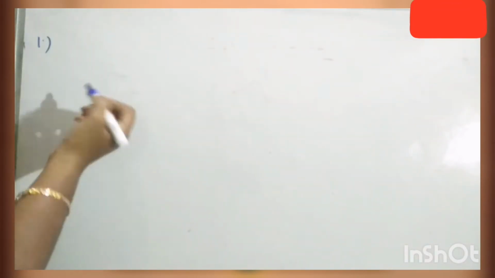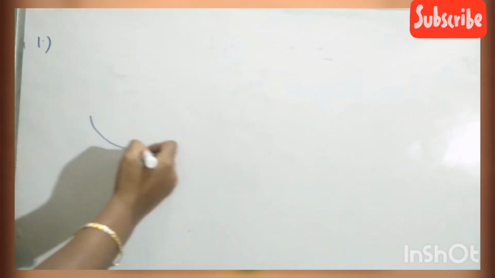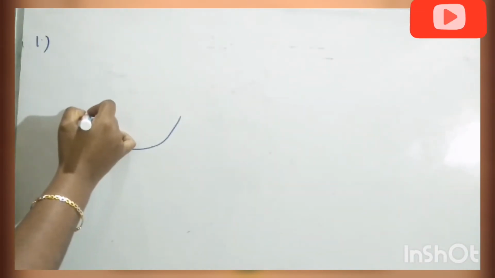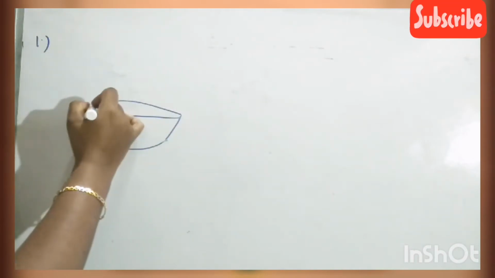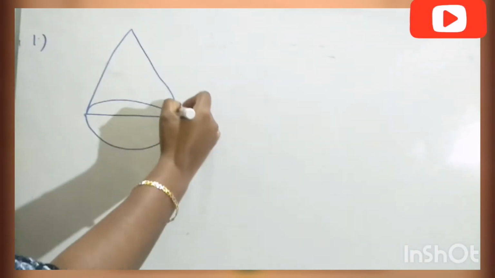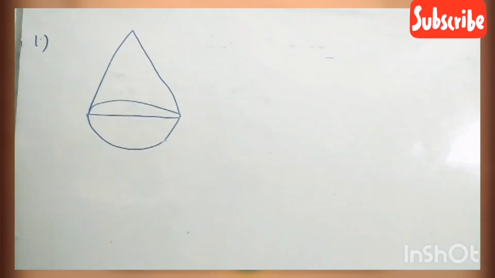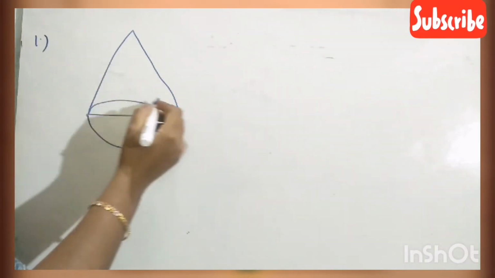So in this question, we have a combination of figures. One is a cone and the second one is a hemisphere. A solid is in the shape of a cone standing on a hemisphere. So the base portion is a hemisphere, and on the top of this hemisphere we have one cone. This is the shape of our solid.